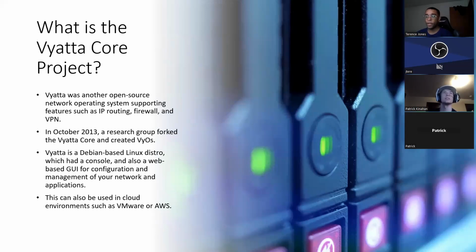So as you mentioned, this was a fork of the VyOS core project. That was an open source networking system that supported features such as IP routing, firewalls, and VPNs. They forked in 2013, and it was a Debian-based Linux distro. It had a web-based GUI, and it could also be implemented into cloud environments or virtual environments such as AWS.